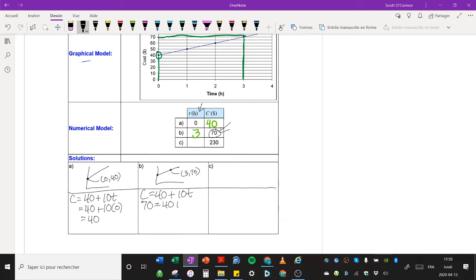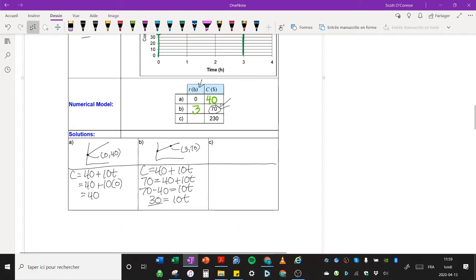70 equals 40 plus 10t. And now we're doing two-step algebra. We have times 10 in the way and plus 40 in the way. And we get rid of addition or subtraction first. We get rid of plus 40 by subtracting 40 from both sides. 70 minus 40 equals 10t. 30 equals 10t, because 70 minus 40 is 30. Now I need to divide both sides by 10. 3 is equal to t. And you see I got the same answer.